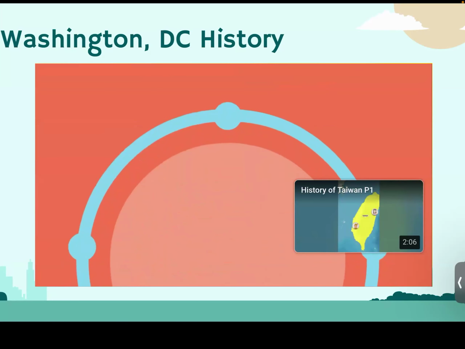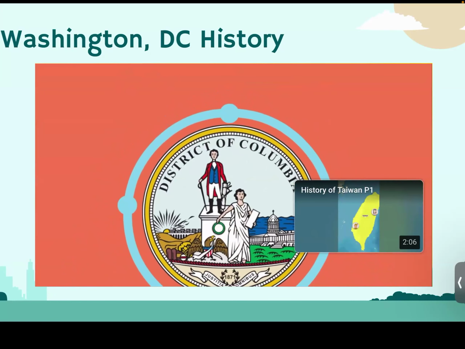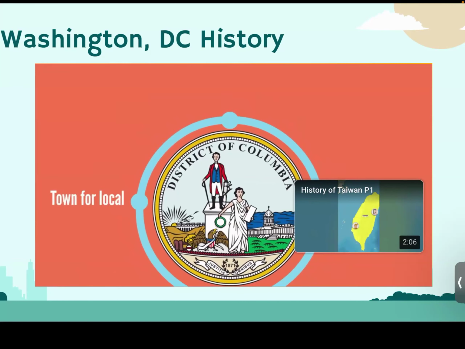After more than 200 years as the nation's capital, Washington has developed as a complex and layered city with a distinctive character, both a town for locals, an international center of power, and an amazing place to visit.